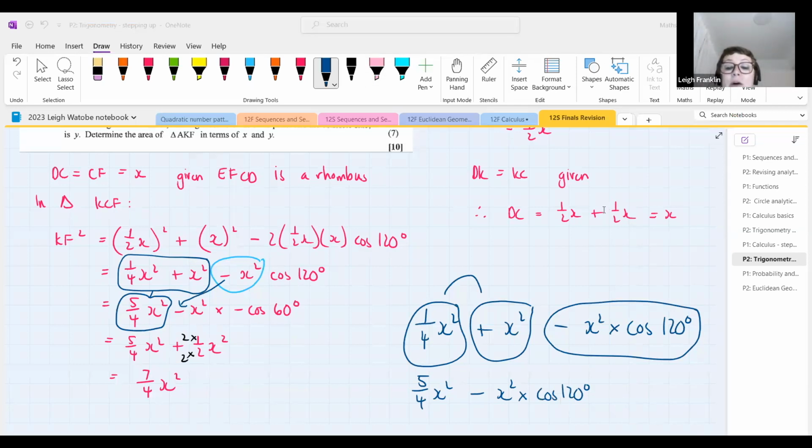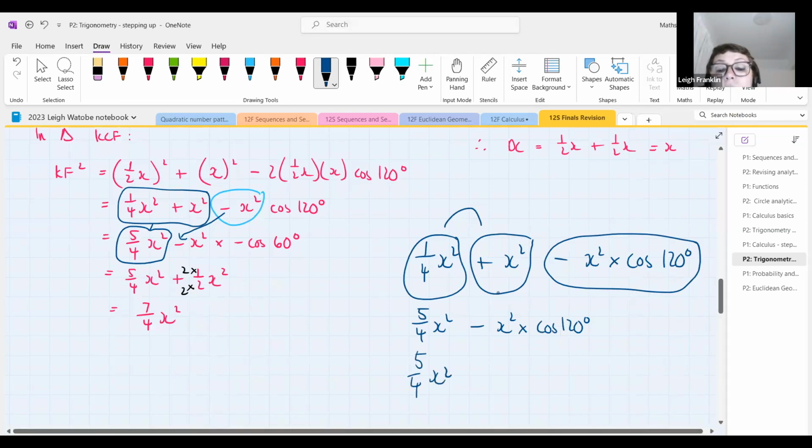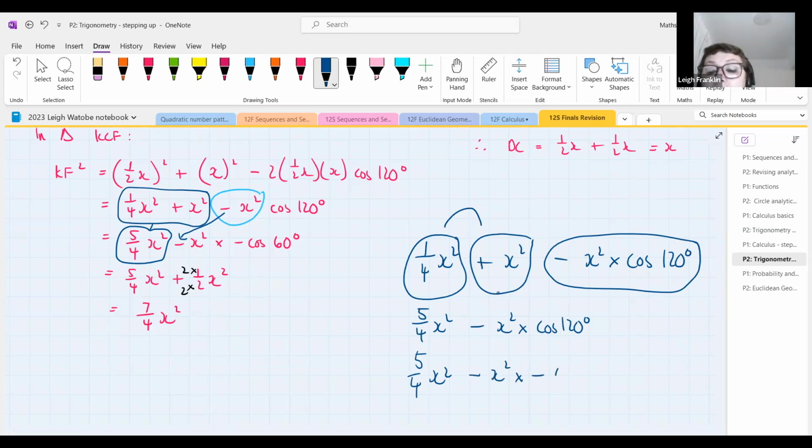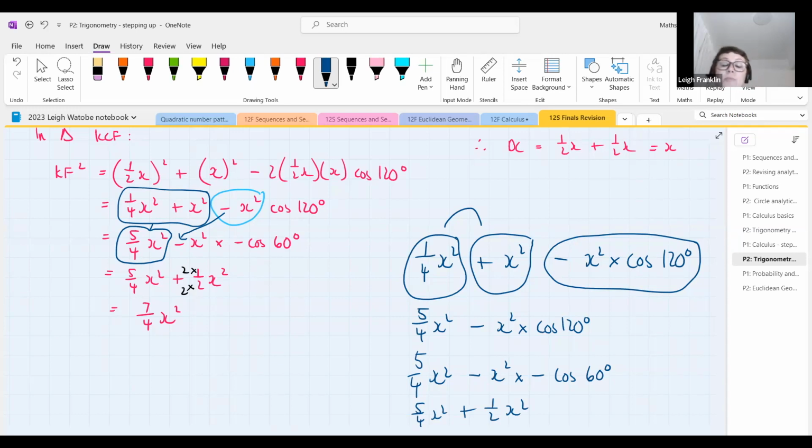Can you guys see it now? All right. And then if I've got 5 over 4x squared, negative x squared, now I'm multiplying this by negative cos 60. So remember my order of operations, I've got to multiply before I add or subtract. So that's why it becomes 5 over 4x squared plus the cos of 60 is a half. So that's why I'm bringing the half to the front and I'm putting the x squared at the back like that. Okay, so I hope this makes a little bit more sense.